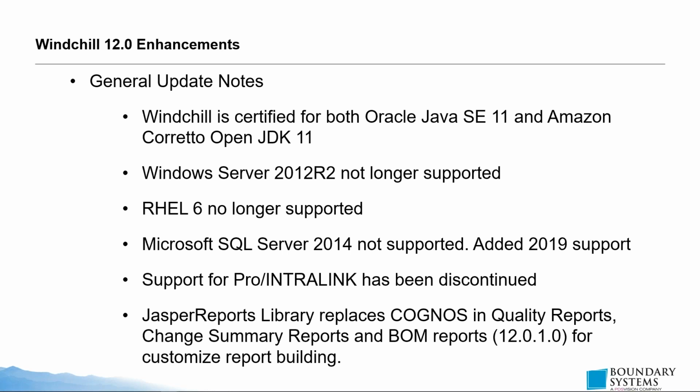Also, when you're dealing with some of the customized reports, they've now incorporated the Jasper Reports Library that will replace Cognos. Cognos is still used in certain areas inside of Windchill, but in quality reports, change summary reports, and even BOM reports, and that's actually in 12.0.1, they're going to be using Jasper reports. If you're currently using Cognos, there is the ability to go in and transition over into Jasper reports. There's additional information on that online as well.